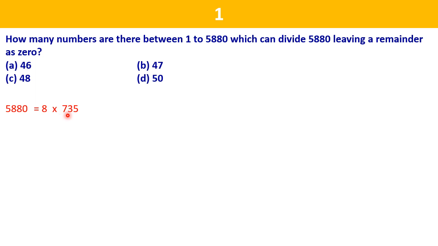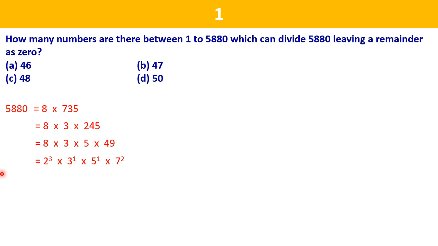Now if we take the sum of the digits of 735, that is 15, it means 735 is a multiple of 3. So I can write it as 8 into 3 into 245. Now we can divide the number 245 by 5. So we can further write it as 8 into 3 into 5 into 49. 49 is 7 square. So the number finally gets factorized as 2 cube into 3 to the power of 1 into 5 to the power of 1 into 7 square. Now 2, 3, 5, 7 are all prime numbers.